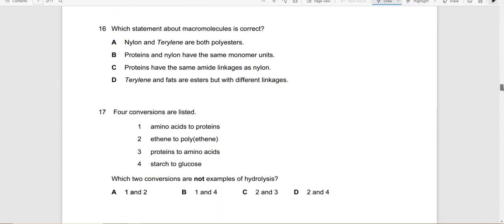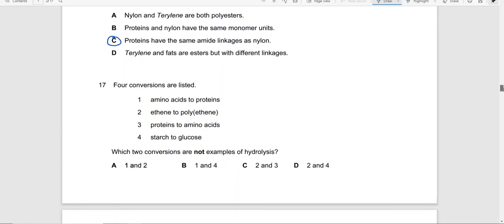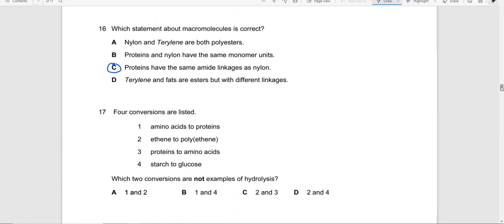Which statement about macromolecules is correct? We also have done this. Nylon and terylene are both polyesters. No. Protein and nylon have the same monomer units. No. Proteins have amino acids. Protein have the same amide linkages as nylon. That is true. Terylene and fats are esters but with different linkages. No, they have the same linkage. They have an ester linkage. So answer would be C.